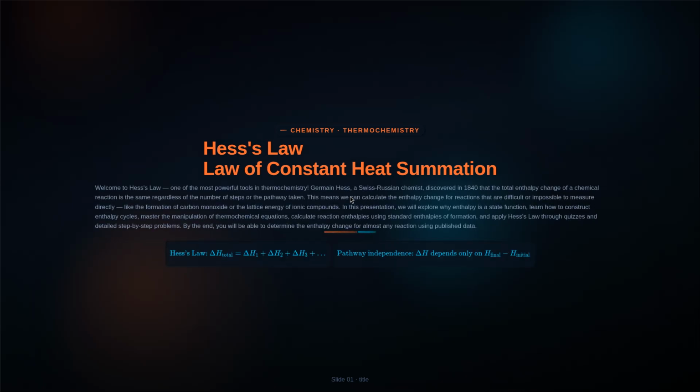Welcome to Hess's Law, one of the most powerful tools in thermochemistry. Germain Hess, a Swiss-Russian chemist, discovered in 1840 that the total enthalpy change of a chemical reaction is the same regardless of the number of steps or the pathway taken. This means we can calculate the enthalpy change for reactions that are difficult or impossible to measure directly, like the formation of carbon monoxide or the lattice energy of ionic compounds.